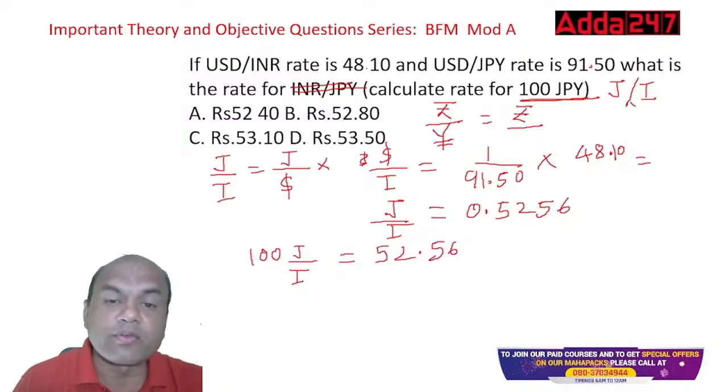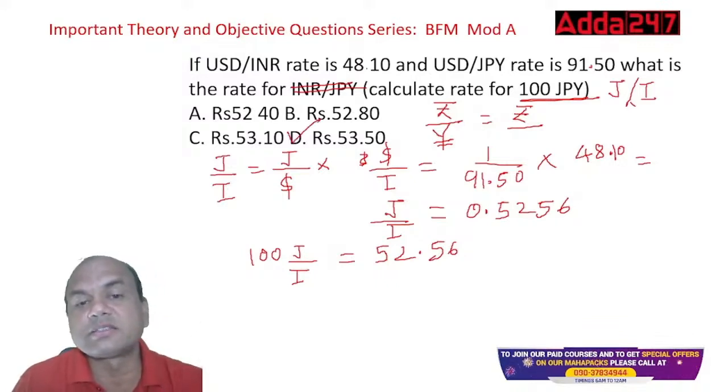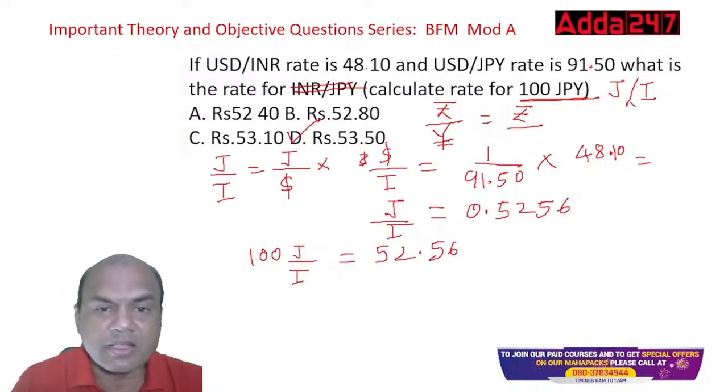So the answer is what? 52.56. Which is the nearest one? 56. See this one, D. D is the nearest answer. Okay. 52.56. No, 53. Sorry.